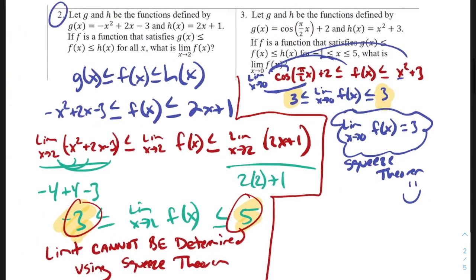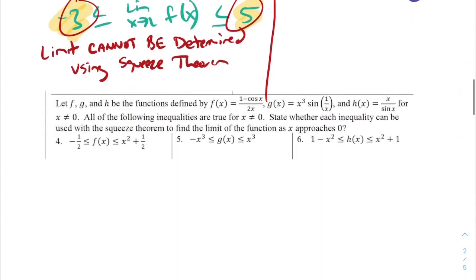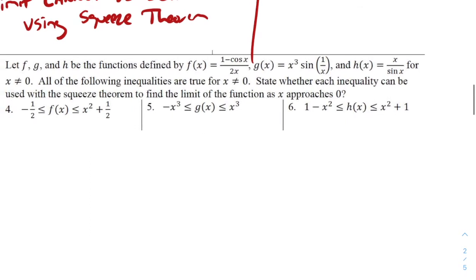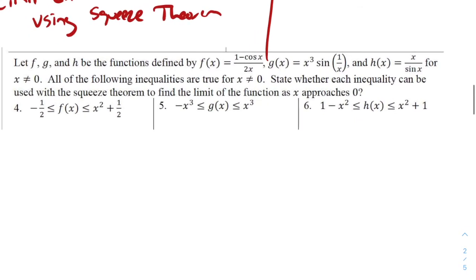All right, that's number 3. To the last set of problems. Let f, g, and h be the functions defined by f of x, g of x, and h of x listed there for x not equal to 0. All of the following inequalities are true for x not equal to 0. State whether each inequality can be used with the squeeze theorem to find the limit. So what are they asking us to do?